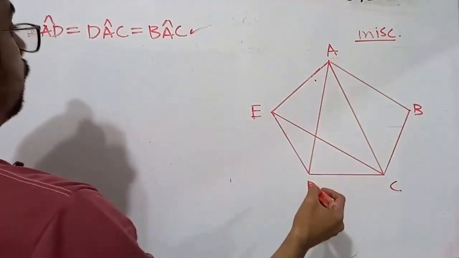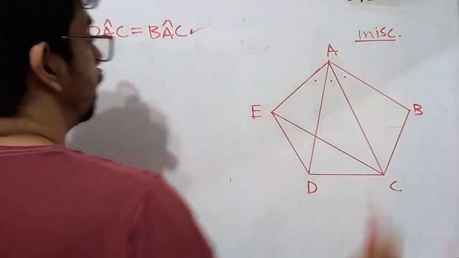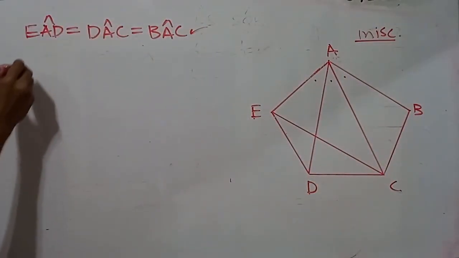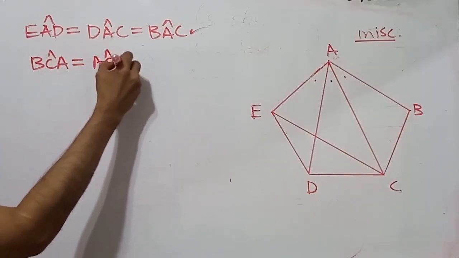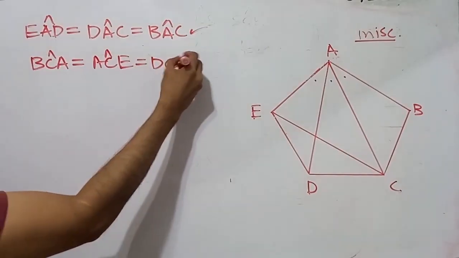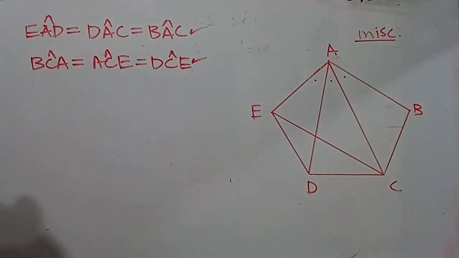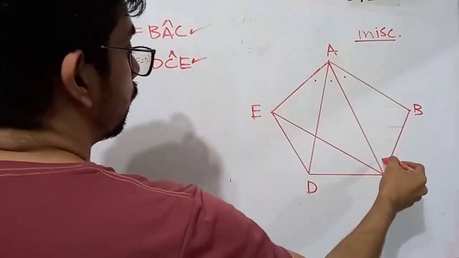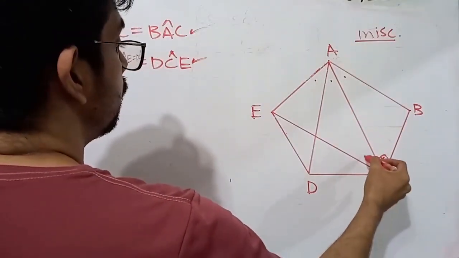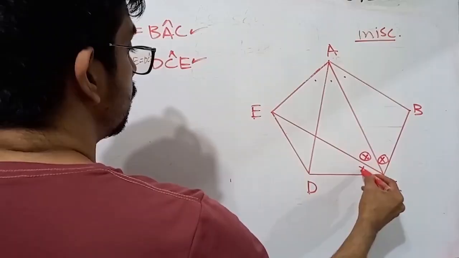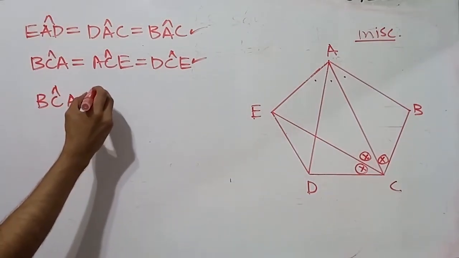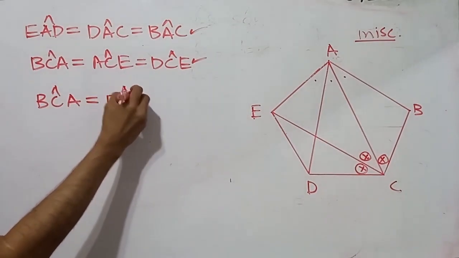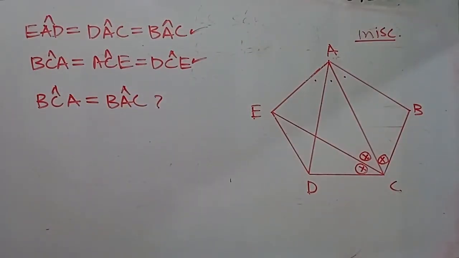EAD, DAC, then BAC, right? Then we have BCA angle is equal to ACE angle is equal to DCE angle. So this is also given, right? BCA, this angle, ACE, this angle, and DCE. Under part 1, we have to show that BCA angle is equal to BAC angle. So this is the one that we have to prove, right?